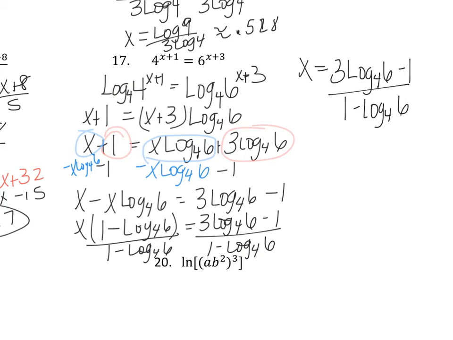So I'm going to use Desmos to evaluate this because the Desmos calculator actually does have the log base a. So I'm going to plug in 3 log base 4 of 6 minus 1, parentheses around that, divided by 1 minus log base 4 of 6. And I got negative 9.838. So x is approximately negative 9.838.